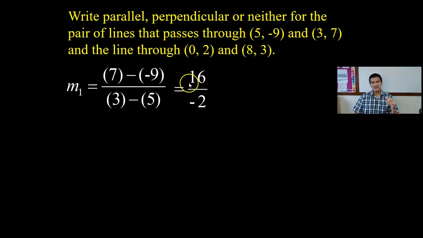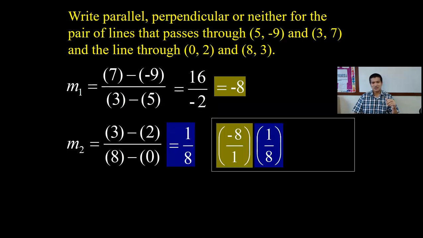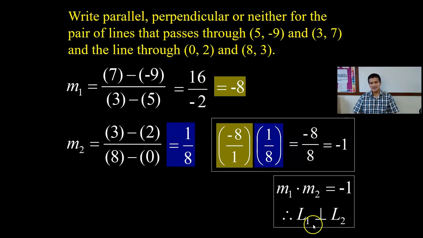So we have now, this one is 7 minus -9, which is 16 over -2, which is -8, and the other one will give you 1 over 8. So what do you think this line is? Is it parallel, perpendicular, or neither for the parallel lines that passes through? Okay, so therefore, this one will give you -1. So the answer will be perpendicular line. Okay, so line 1 is perpendicular to line 2.